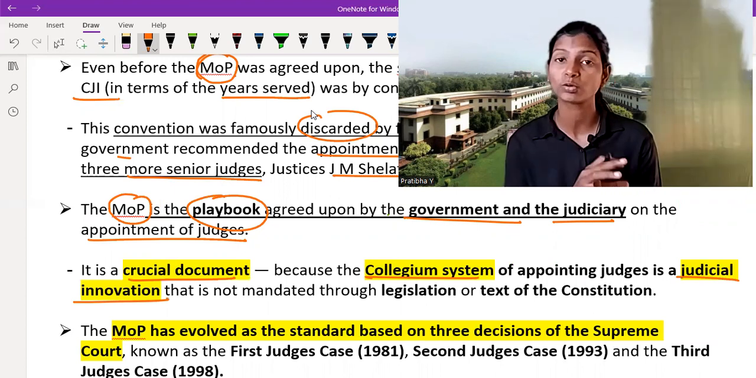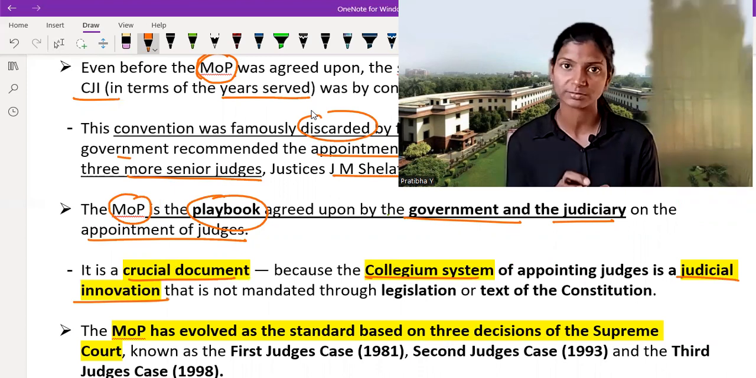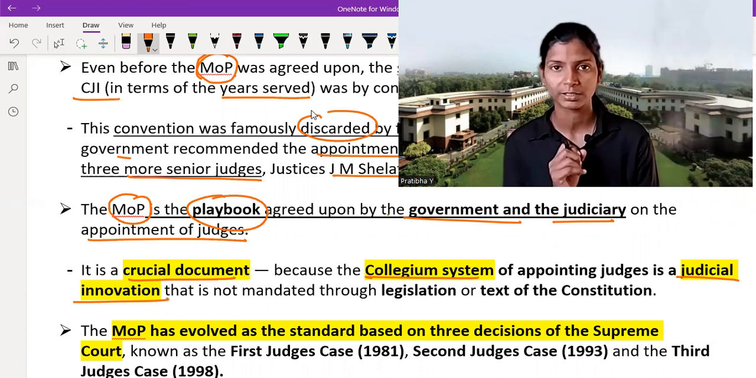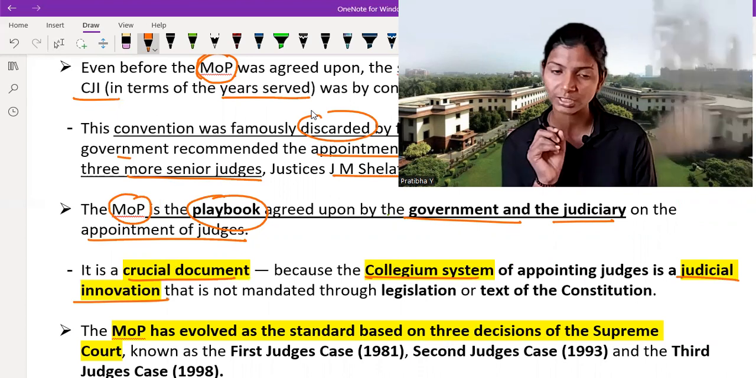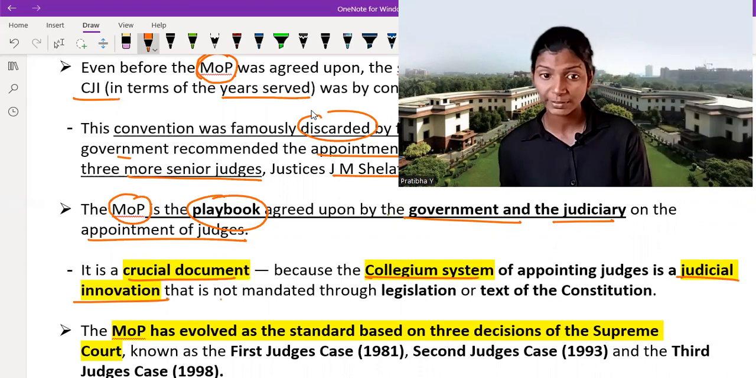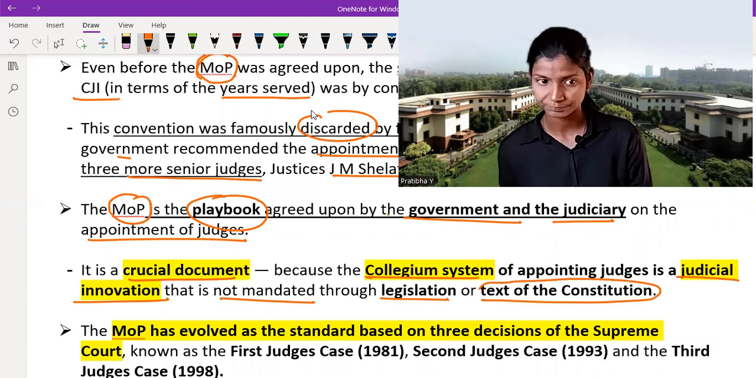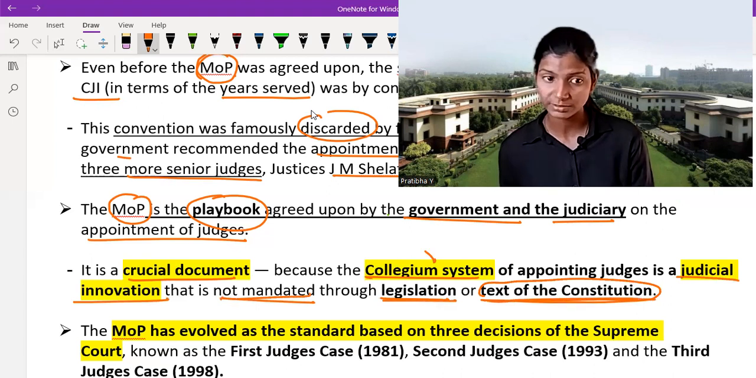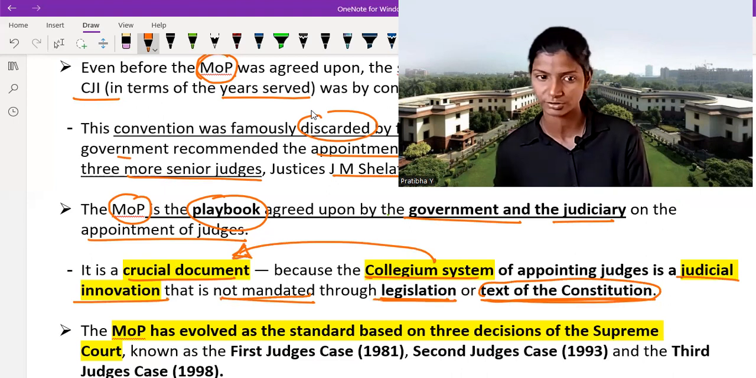The central government has no role to play in that collegial system. That's why MOP is a crucial document. The collegial system is not mandated through legislation and the text of the constitution. So that's why MOP is crucial, because it is mandated by legislation as well as the text of the constitution.